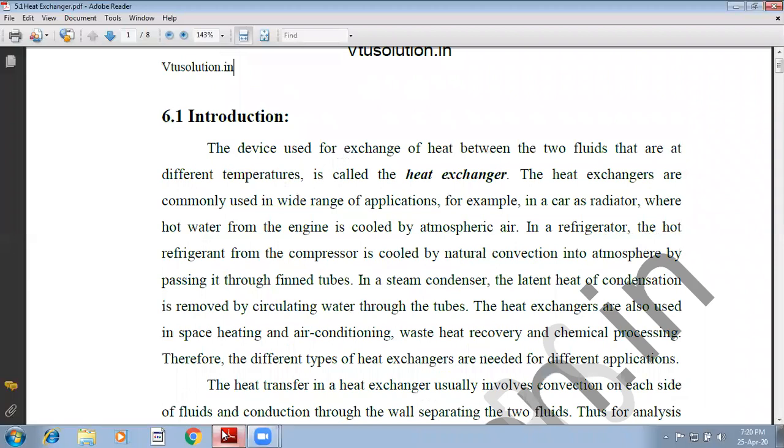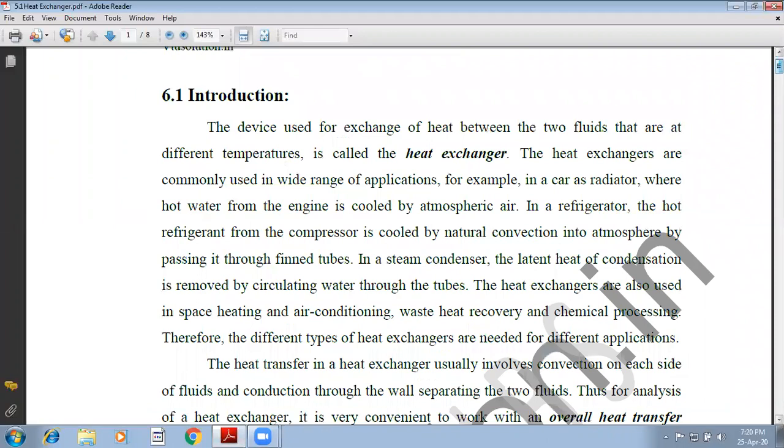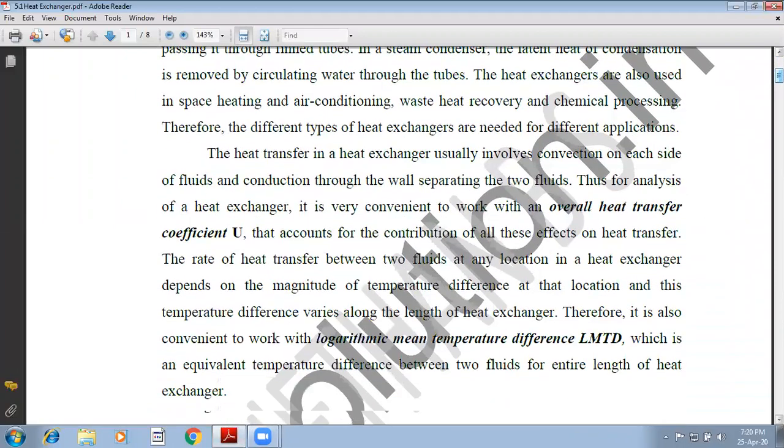Now, if you see the mode of heat transfer in a heat exchanger, it is mainly convection as well as conduction. Here we will come across a term called overall heat transfer coefficient, which will contribute to the effects of conduction as well as convection.